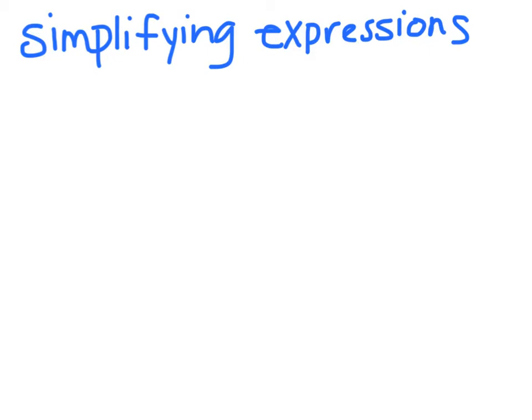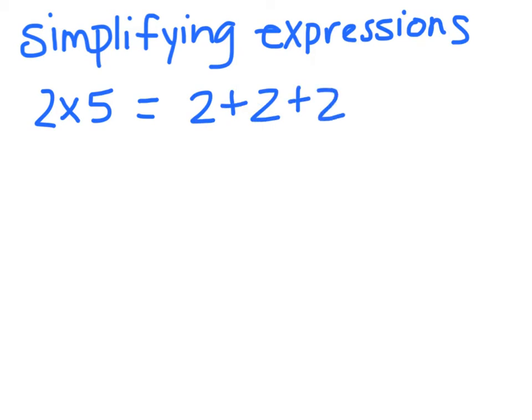When you're simplifying those kinds of algebraic expressions, you can think about it as repeated addition. Remember how you can think of, say, 2 times 5 as 2 plus 2 plus 2 plus 2 plus 2? When we're simplifying algebraic expressions, we're going to use a very similar process.